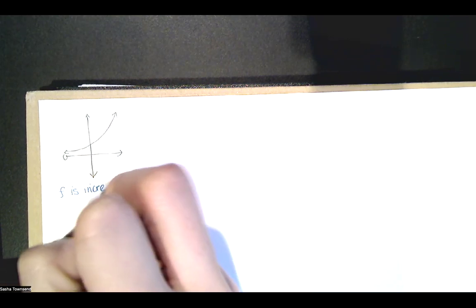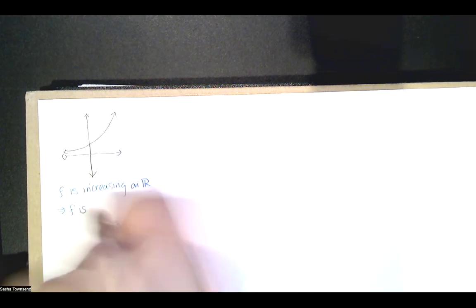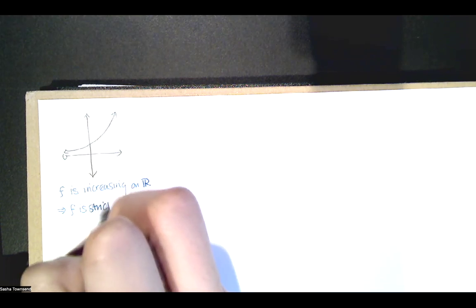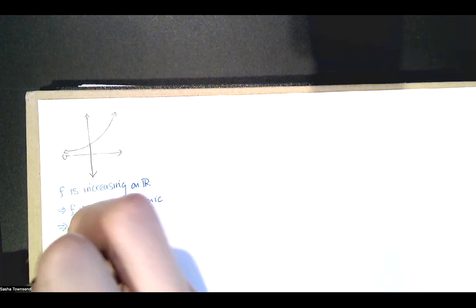So f is increasing on the entire real line. Therefore, f is strictly monotonic. And therefore, f has an inverse.